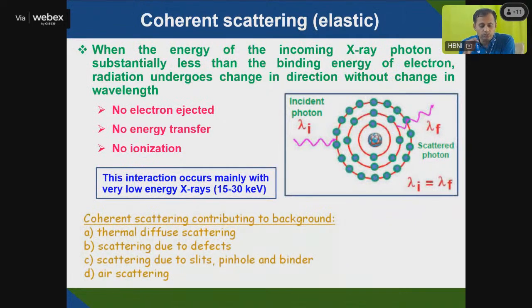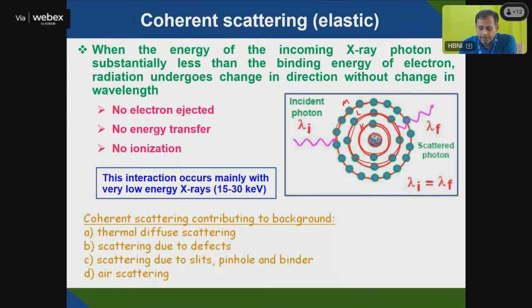So we'll go first to coherent scattering. Coherent scattering occurs when the energy of the incoming X-ray photon is substantially less. In the center is the nucleus, and electrons are bound to it with some particular binding energy. Each electron energy level, the K shell, L shell, M shell, has a different binding energy. If the incoming X-ray has very little energy, what will happen? There will not be much change. The electron radiation undergoes a change in direction without a change in wavelength.